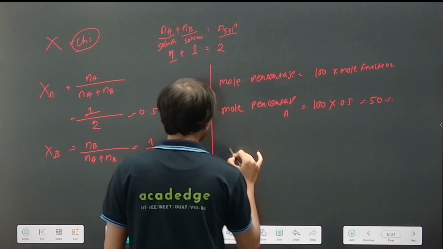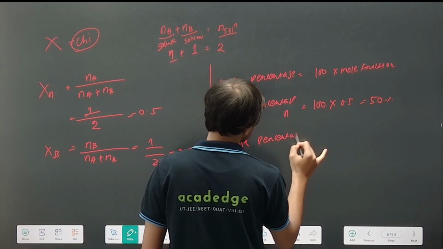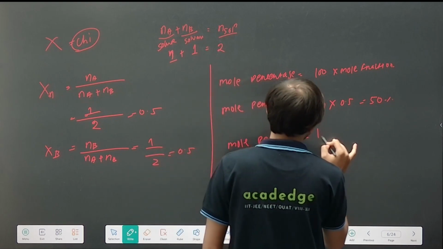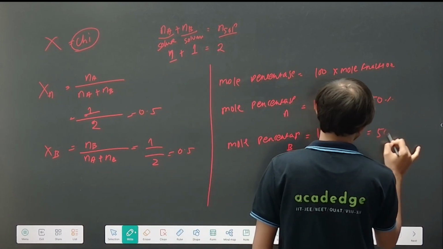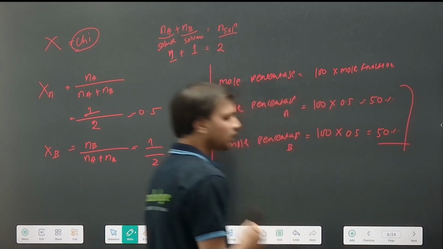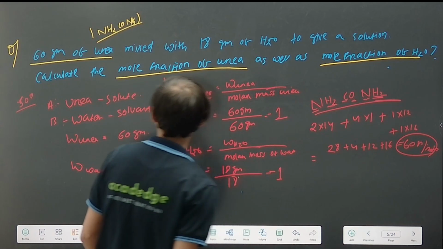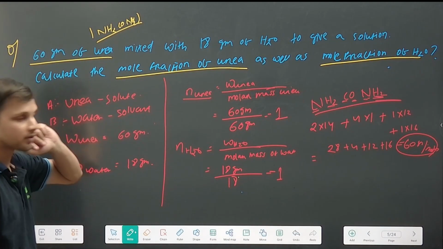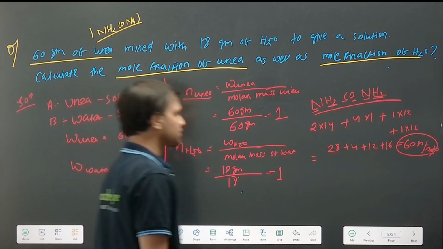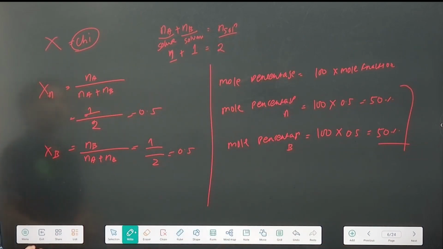Here again, if I want to calculate the mole percentage of B, I can calculate 100 into the mole fraction of B, that is 0.5 again, so 50%. So I can write that in the solution made by mixing the urea and the water, the urea has comprised 50% and the water has comprised 50%. Okay, if anybody wants to take a snapshot, then take a snapshot, then we will move forward. All right.